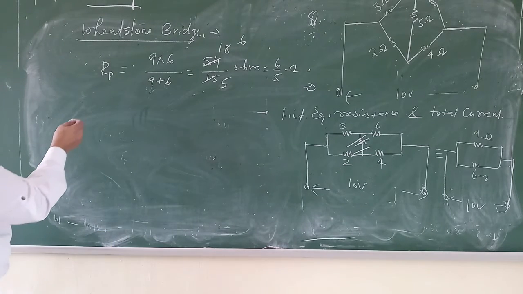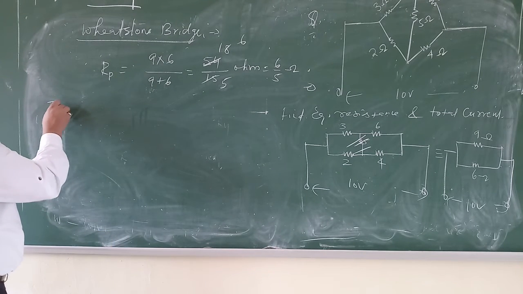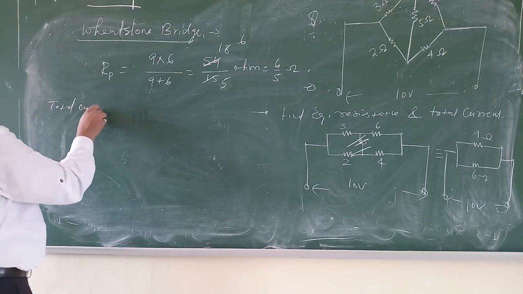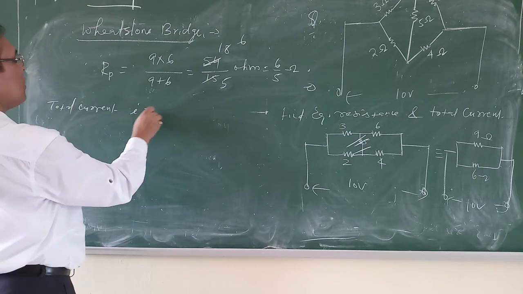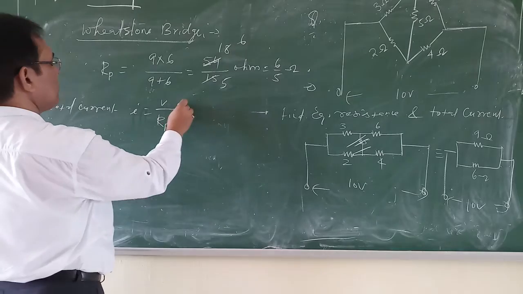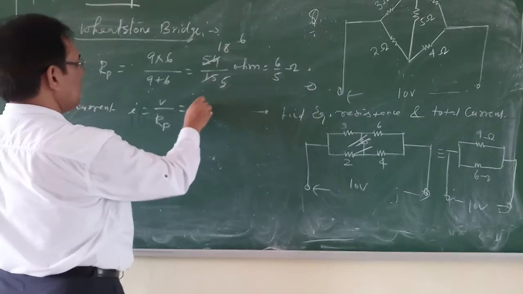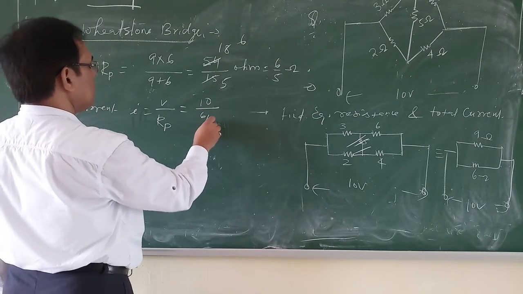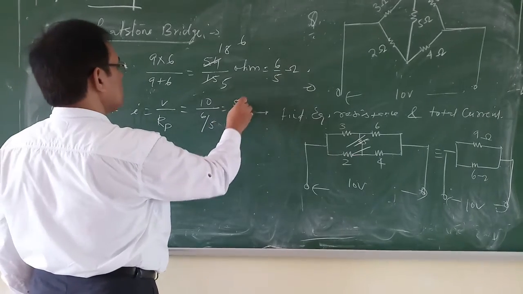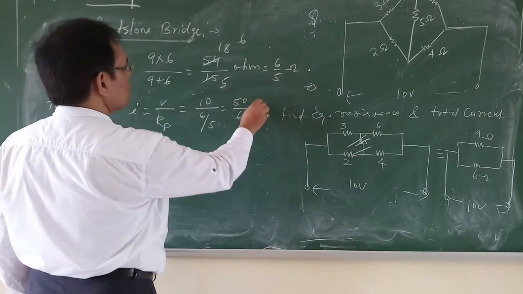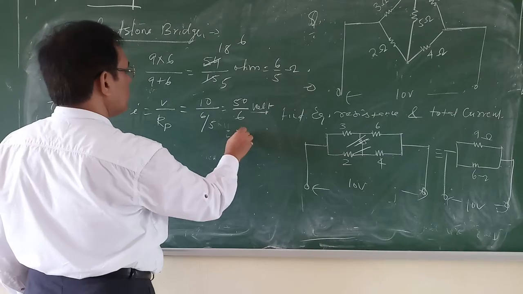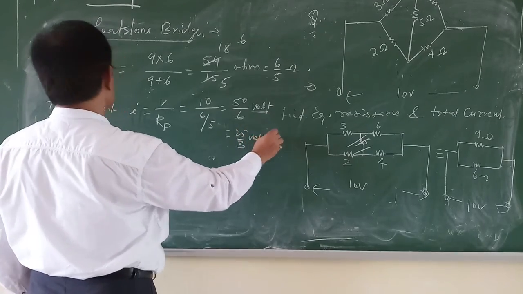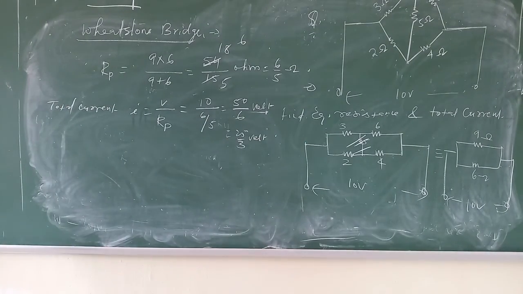And then total current. If you want the total current, find the formula. Total current I equals V by Rp. Total potential is 10 volt and Rp value given is 18 by 5. So this is 50 by 18 amperes, or this is 25 by 9 amperes. So this is the method of solving the Wheatstone bridge.